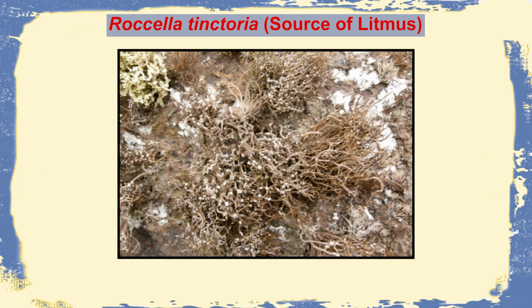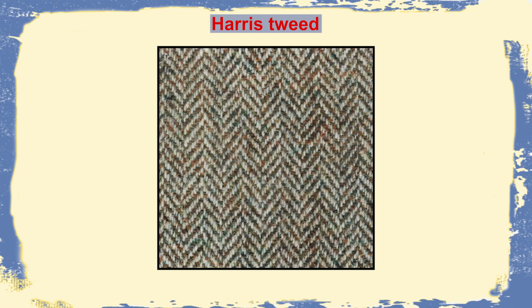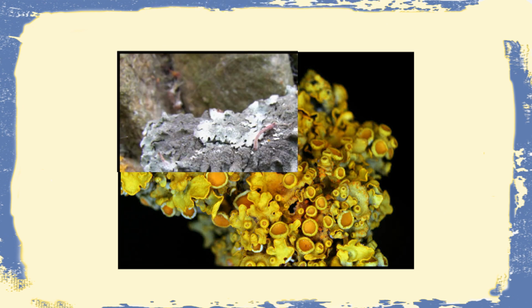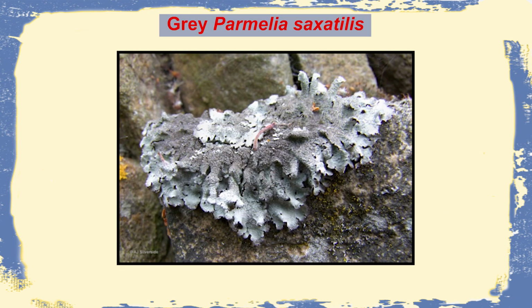A very interesting compound, litmus, is produced by lichen. Roccella tinctoria produces the litmus solution from which we prepare the famous litmus paper, which denotes acidity and alkalinity, that is, it turns red in acid and blue in alkaline solution. Harris tweed is a brand name in the UK, but the color of this tweed comes from different lichens, which are the orange Xanthoria parietina and the grey Parmelia saxatilis.